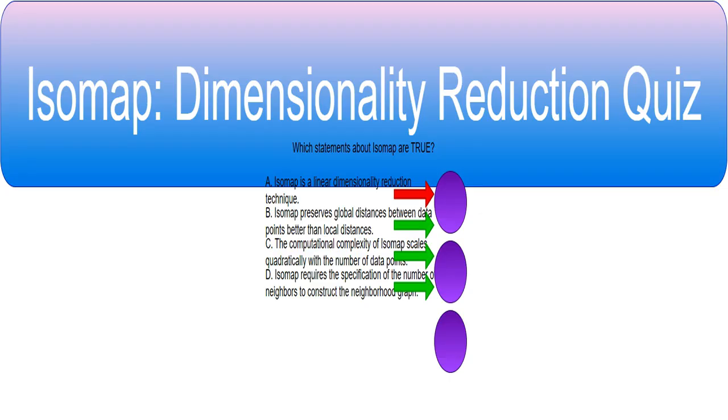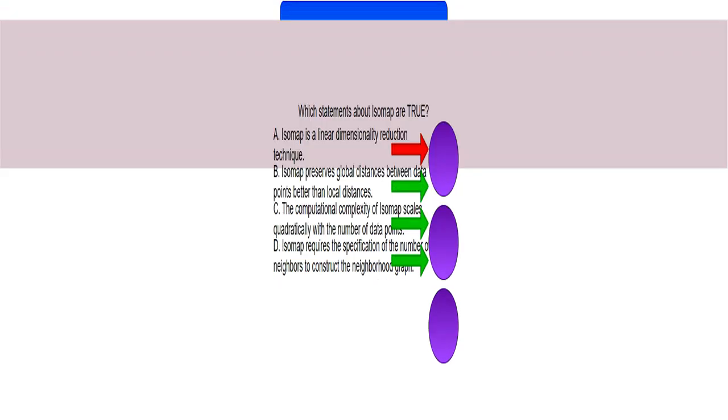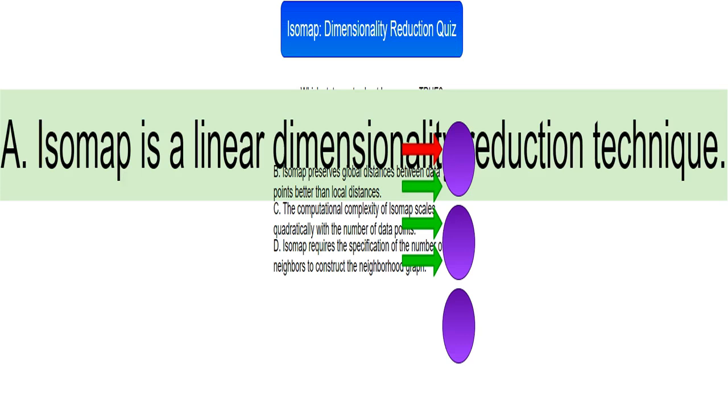This statement is incorrect. Isomap is actually a nonlinear technique. It deals with complex curves and shapes in data, not just straight lines like linear methods. This statement is true. Isomap's main goal is to keep the large-scale distances in the data intact during the dimensionality reduction process. Think of it like keeping the overall shape of a map consistent, even if some small details are lost.